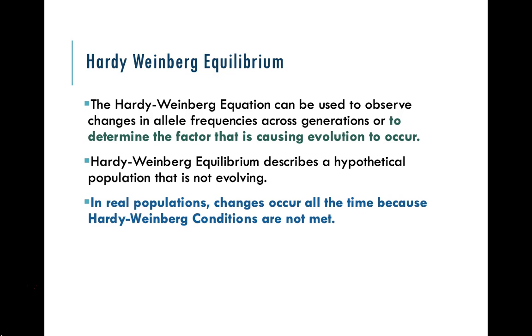The Hardy-Weinberg equilibrium actually describes a hypothetical population that is not evolving. In reality, all populations are experiencing some sort of evolution all the time. This might be a slight change due to chance from year to year, or it might be an actual pressure such as global warming or deforestation, things like that. And in a real population, we see that a variety of these conditions are never going to be met, or at least they're never all going to be met at once.